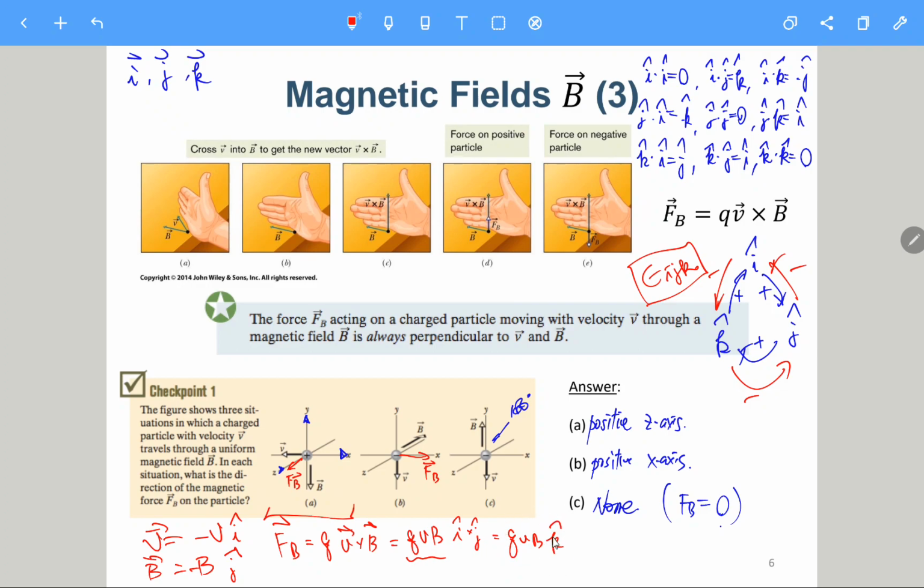So we can simply determine the cross product like this without using any right-hand rule. This is another way to determine the direction. Actually, in the quiz or exam, you can determine the direction in both ways to verify what you get is correct, if you have sufficient time to do so. Any questions?